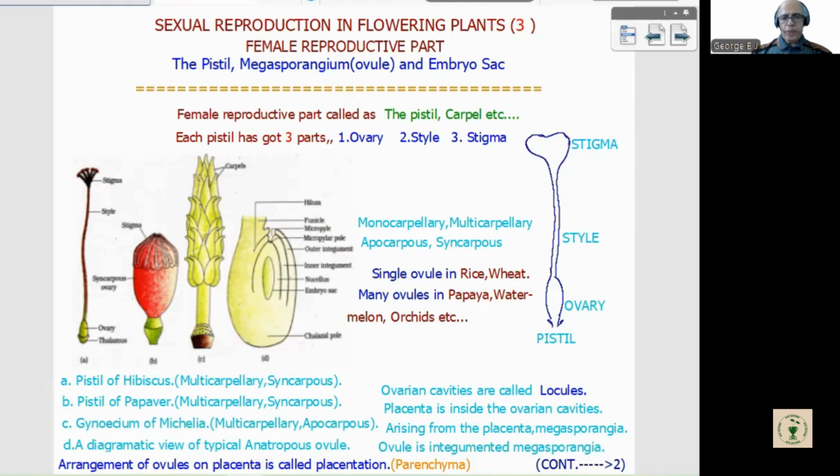Now when we come to an ovary, ovarian cavities are called locules. And we can also find placenta on these ovarian cavities. Arising from the placenta, there we can observe megasporangia. And ovule is nothing but integumented megasporangia. Arrangement of ovule on placenta is called placentation. First year we studied. And placenta is made up of the most abundant tissue in the plant kingdom, that is nothing but parenchyma.